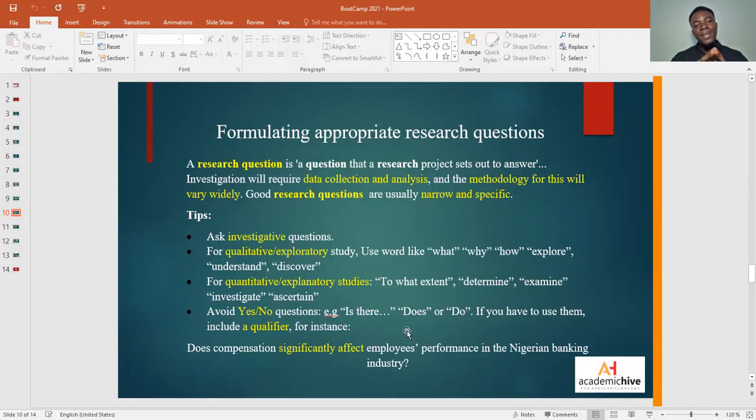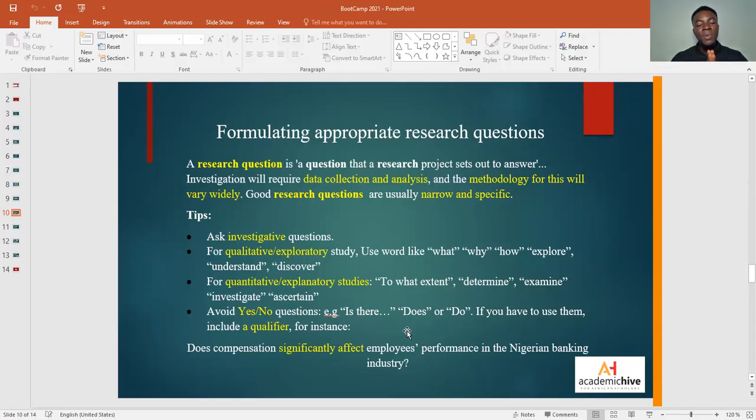Also, to be able to craft good research questions, first of all, those questions need to be investigative in nature. For qualitative or exploratory study, you can use words like what, why, how, explore, understand, discover. For quantitative or explanatory studies, you can use words like to what extent, determine, examine, investigate, ascertain.